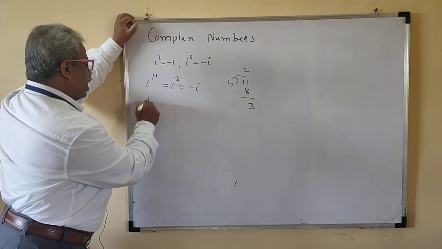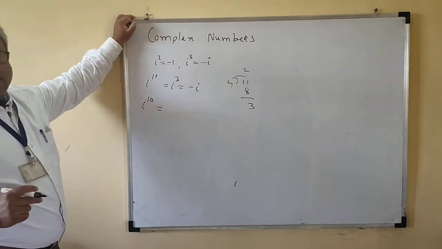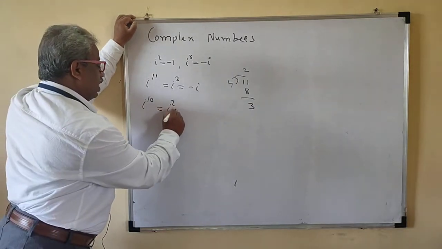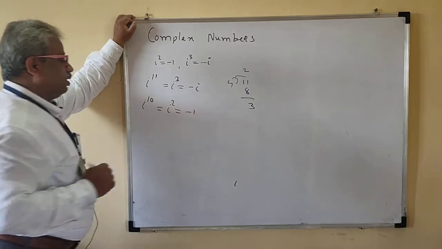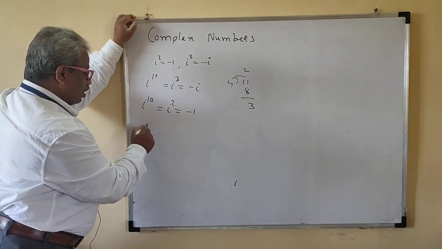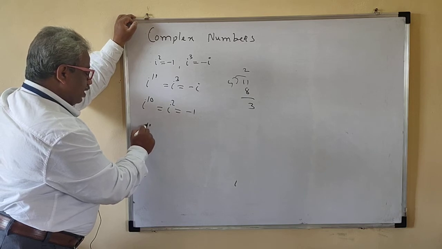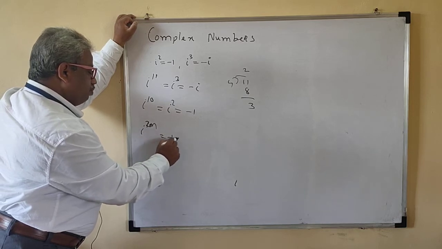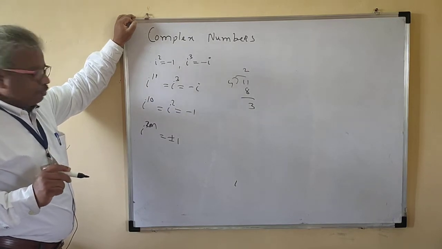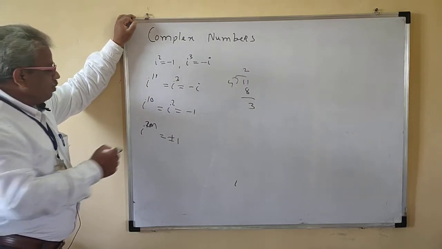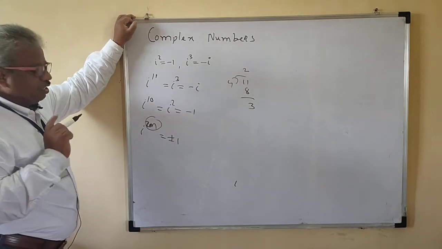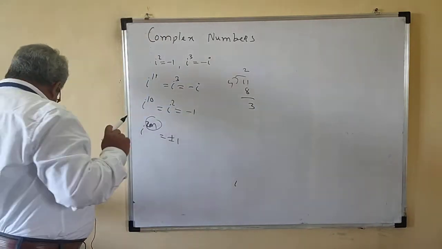So if you want to find i to the power 10 now, what is the remainder when 10 is divided by 4? 2 is the remainder. So this is i square, and this is minus 1. So if the power is even, then this is plus or minus 1. If it is a multiple of 4, then this is plus 1. If it is not a multiple of 4, then it will be minus 1. Okay. So remember that.